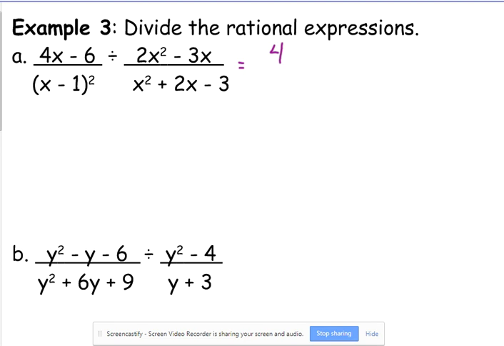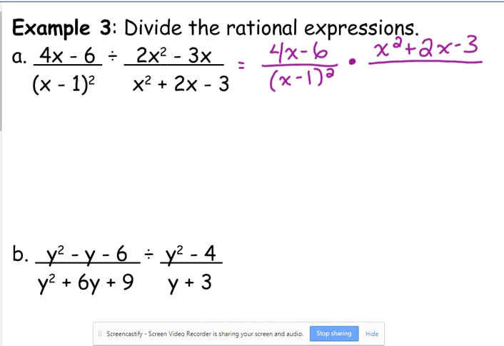4x minus 6 over x minus 1 squared times, flip the second one over. I don't change anything other than I'm flipping it over. And it becomes a multiplication problem. Dividing by a fraction is the same as multiplying by its reciprocal. Now, it's just what we were doing before. Factoring and simplifying.